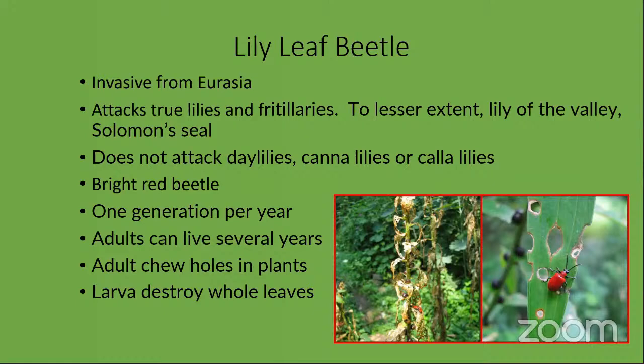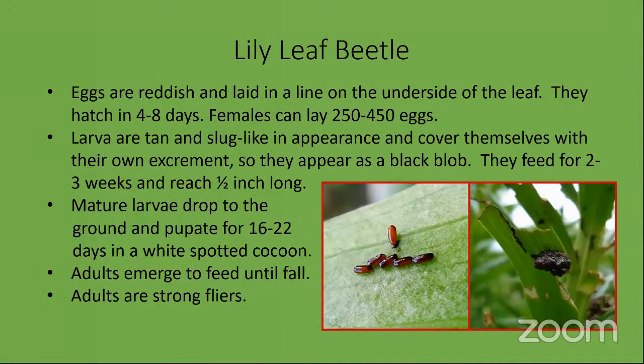It has 1 generation a year. The adults can live for several years. The adults chew holes in the plant, but they're not the biggest destroyer. It's actually the larvae that do great destruction. The eggs are kind of a reddish brown color. They're laid in a line on the underside of a leaf, often following a vein, and they will hatch in 4 to 8 days. These are the little larvae that really do destruction on plants.